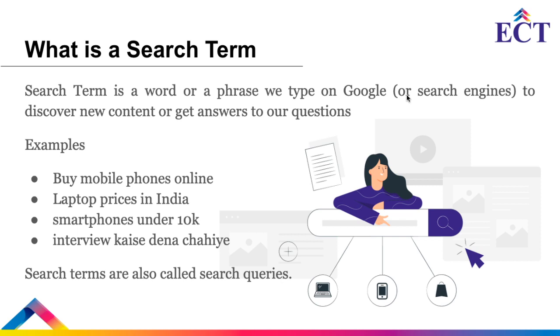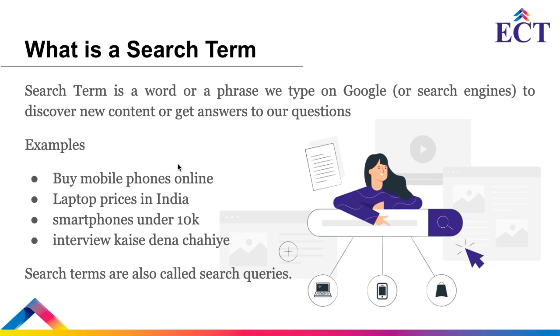First of all, let us start with easy concepts, and let us take every concept one by one, and then we will take up all your questions and answer them. So, what is a search term? A search term is a word or phrase we type on Google to discover new content or get answers to our questions. If you have any questions, you tend to search on Google, and anything that you type is called a search term.